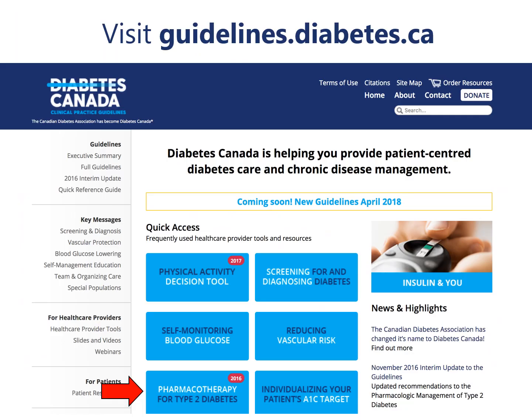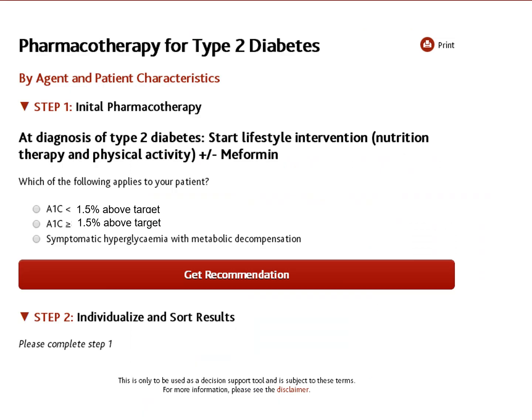The Diabetes Canada Guidelines website contains a helpful tool that provides guidance to healthcare prescribers on selection of anti-hyperglycemic agents. The user is prompted to enter the patient's individualized A1C target and answer questions about the patient's characteristics. A list of appropriate choices of anti-hyperglycemic agents is then generated.